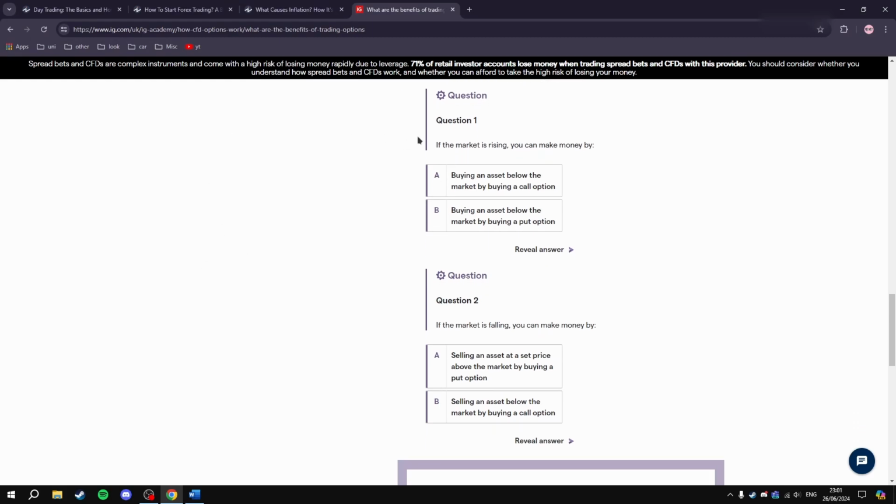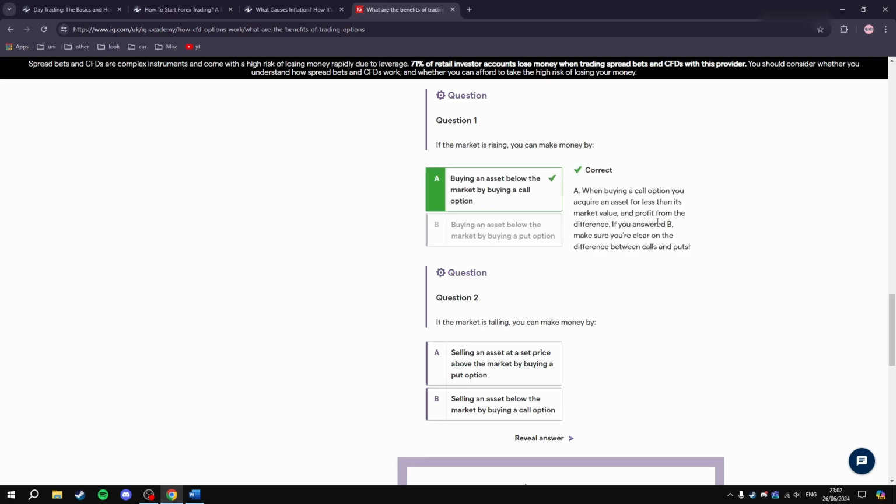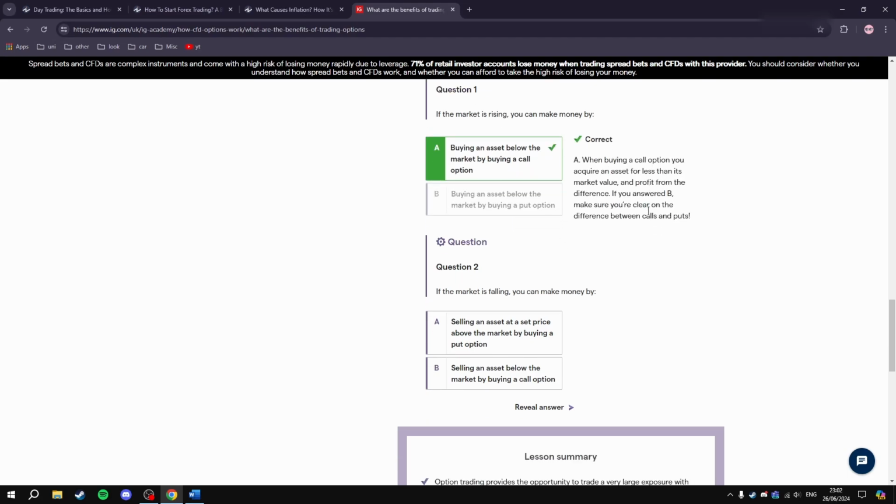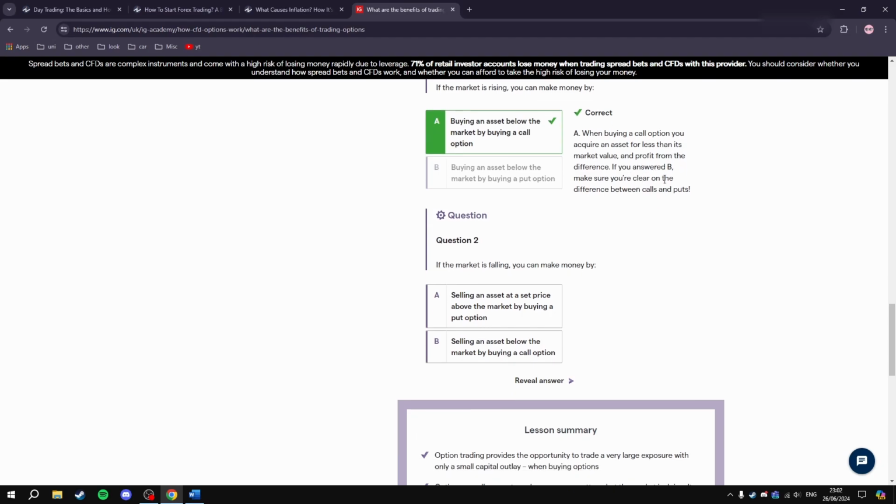Okay. So question 1. If the market is rising, you can make money by buying an asset below the market by buying a call option, or buying an asset below the market by buying a put option. If the market is rising, you can make money buying an asset below the market. It's a call. When buying a call option, you acquire an asset for less than its market value and profit from the difference. If you answered B, make sure you're clear on the difference between calls and puts.